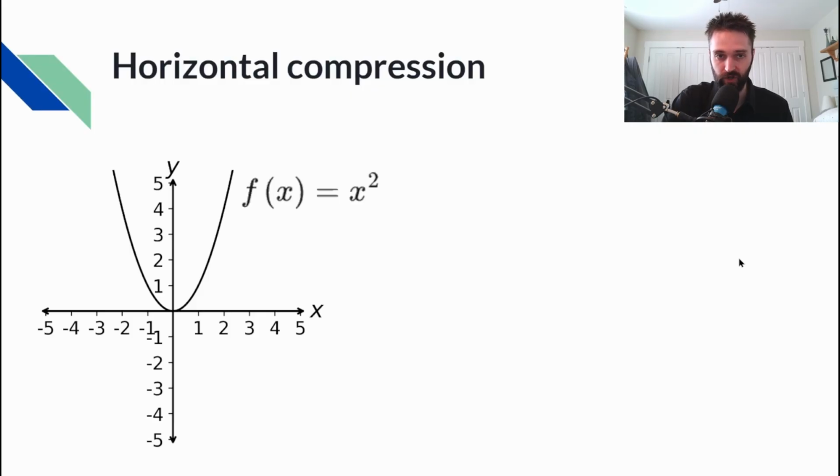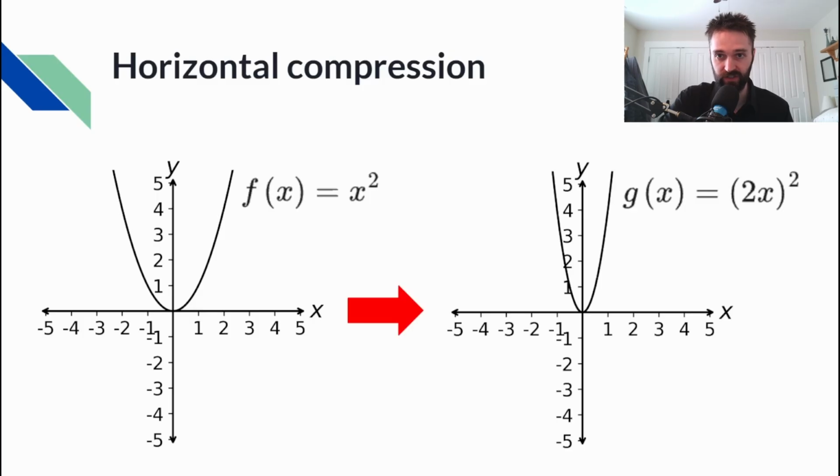Here we have the function f of x equals x squared. We want to know what the new function g of x equals (2x) squared looks like. We're plugging 2x into this original function f, which says to take what you're given and square it. So we have (2x) squared. Because 2 is greater than 1, the previous slide tells us that we have a horizontal compression. So it's being squished horizontally from both ends, and this is what it looks like.